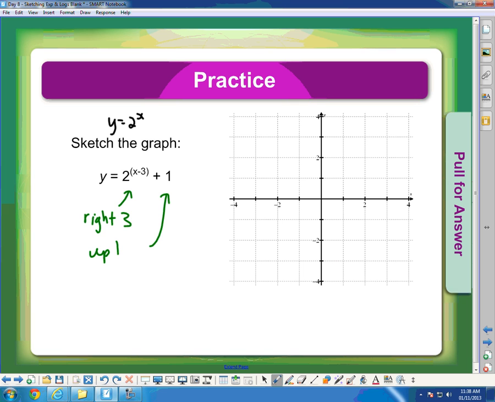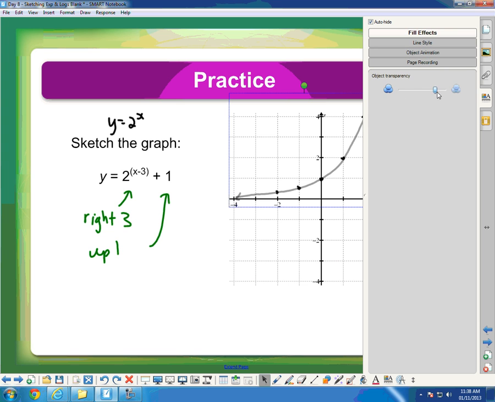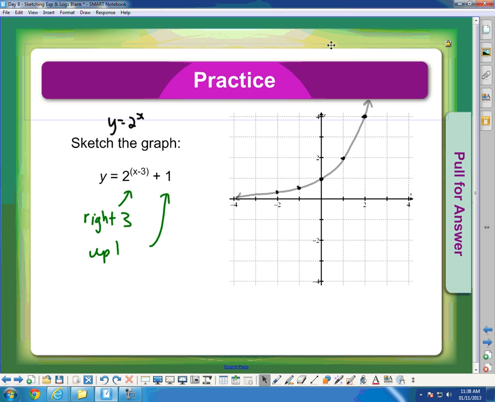Goes back to the first slide that tells me it goes here, and then 1, 2, and 2, 4, and 1/2 and 1/4. And I'm going to lightly draw this. Lightly draw it with my pencil, so of course I'm going to cheat here. And you see there's the original. Now I have to move this one right 3 and up 1.